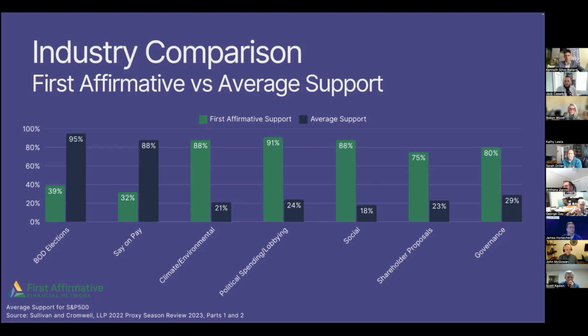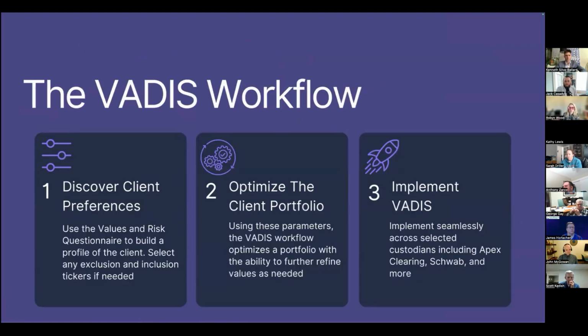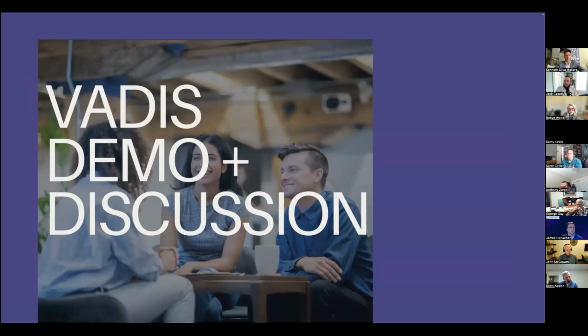So I think that's excellent. Going through the VADIS workflow, it's very simple, streamlined, really a three-step process. You start with discovering the clients' values, or what their value preferences are. Moving into, great, let's include that and optimize a portfolio, and then implementing it. So we're going to go through that workflow now.